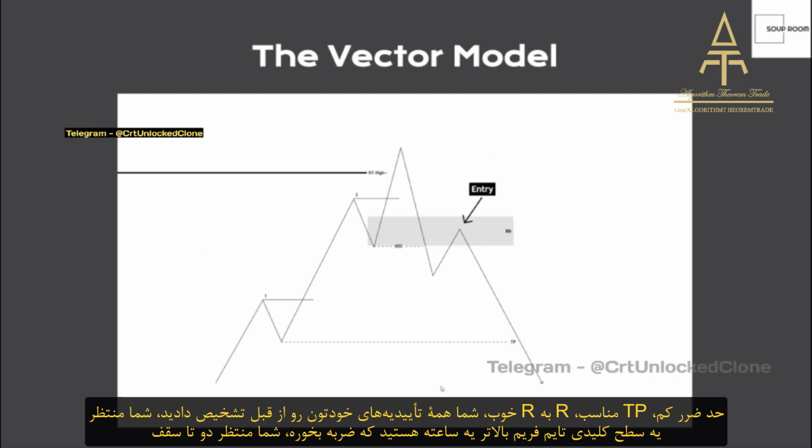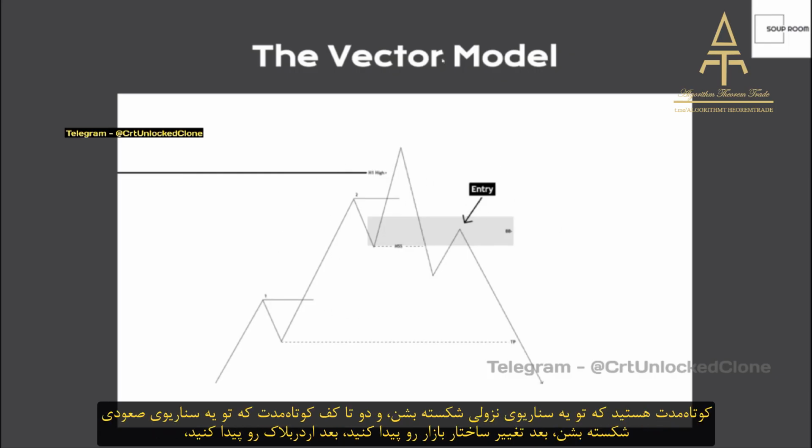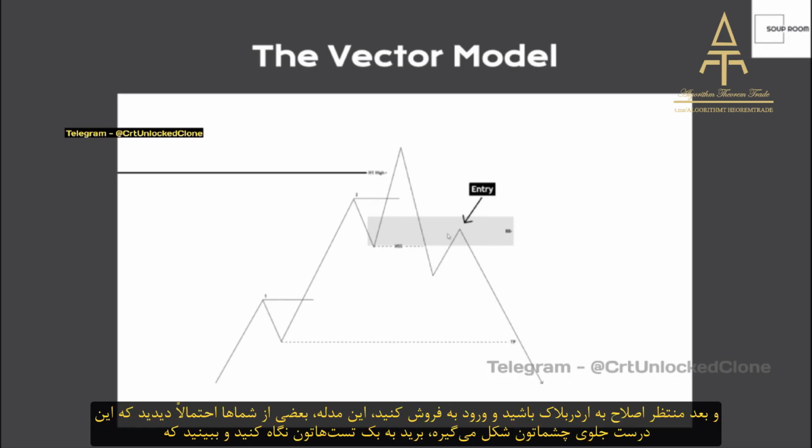You have all your confluences recognized before the fact. You're waiting for a 1 hour higher time frame key level to be hit. You're waiting for 2 short-term swing highs to be broken in a bearish scenario, and 2 short-term swing lows to be broken in a bullish scenario. Then locate the market structure shift, then find the order block, and then wait for the retracement into the order block and enter short. This is the model.